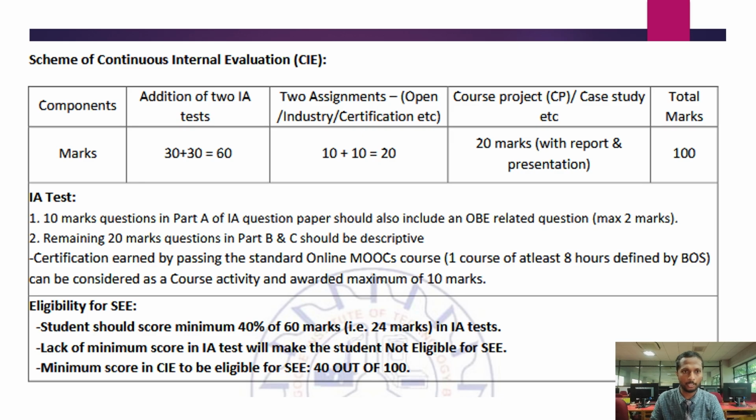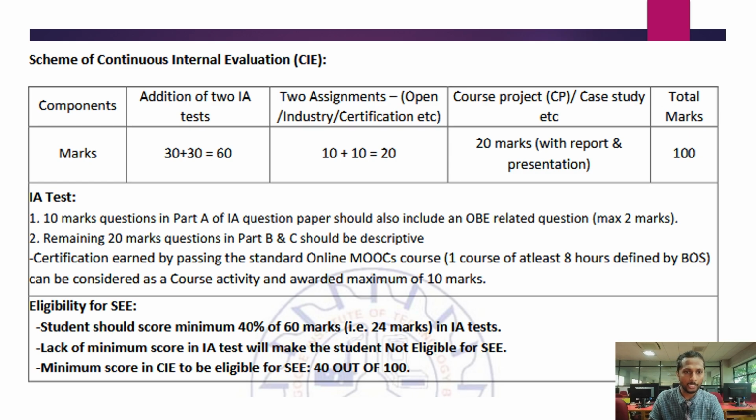And this is the scheme of evaluation, that is CIE marks, 30 and 30, IA1 and IA2. It consists of 30 plus 30, that is 60 marks, for a combination of two IAs, two assignments that is 10 plus 10, 20, and the course project will be 20 marks, and total 100 marks.